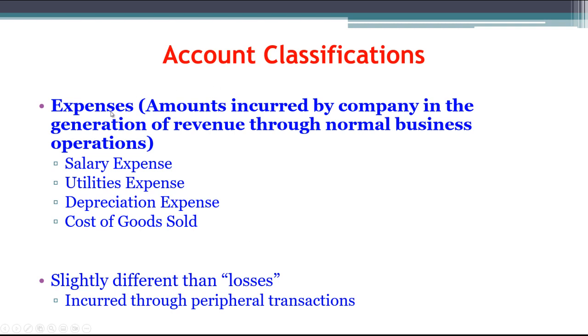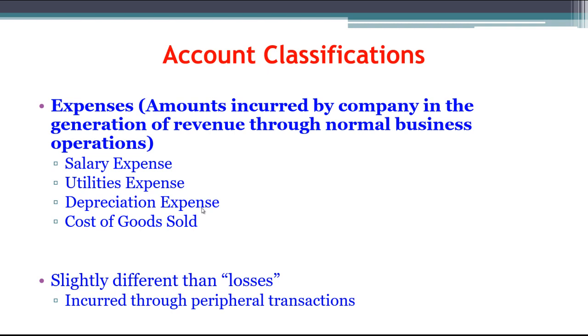So expenses, the true expense, is an amount incurred by the company in order to generate revenue throughout its normal business operations. In other words, if the company wants to run and operate, they know they're just going to have to pay certain bills. You have to have employees, so you have salaries expense. You have to have utilities, you have rent expense. Depreciation expense is one we'll talk more about later. It's basically the usage of equipment or buildings, long-term assets.